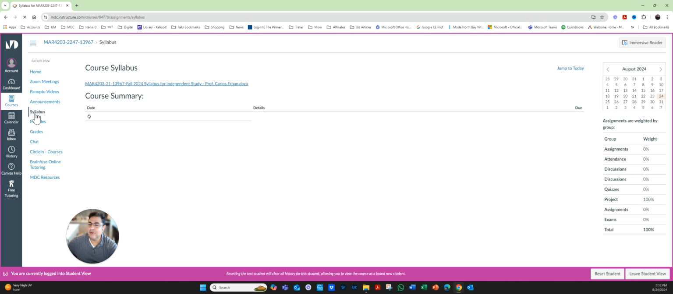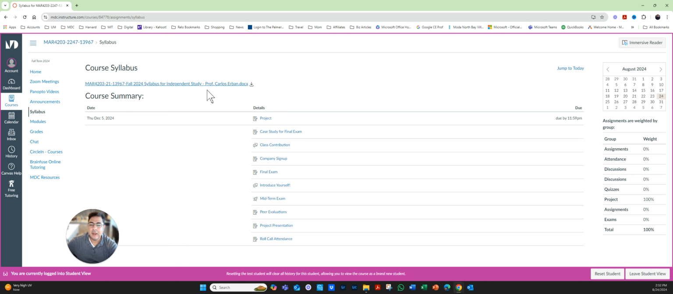So here is the syllabus. First of all, you have all these things, but ignore this. I don't know why it generates all this information, when all of this would be relevant if it was a regular class. But as you can see here on the right, assignments are weighted by group. The only thing is the project. The class is the project, it's 100% of your grade.